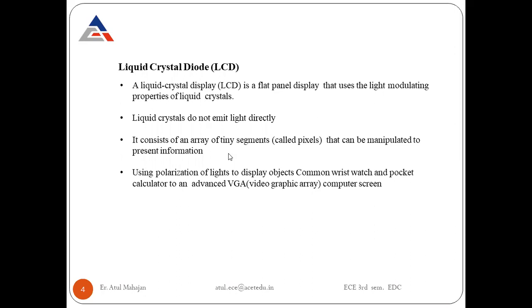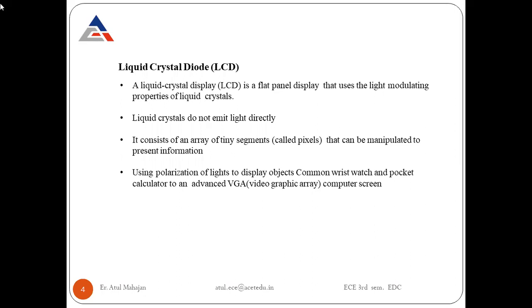It consists of an array of tiny segments called pixels that can be manipulated to present information. An array means a particular fashion of particles or tiny segments, which are called pixels. Pixels are the smallest unit of light.